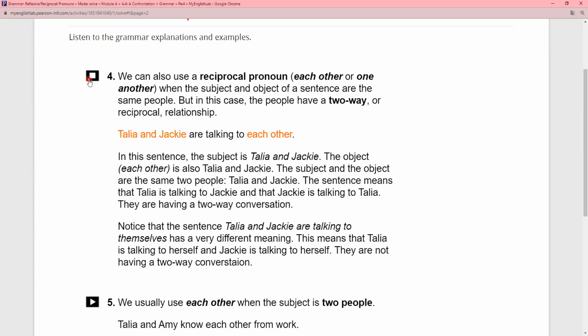Notice that the sentence, Talia and Jackie are talking to themselves, has a very different meaning. This means that Talia is talking to herself and Jackie is talking to herself. They are not having a two-way conversation.